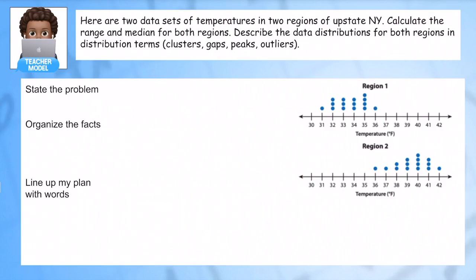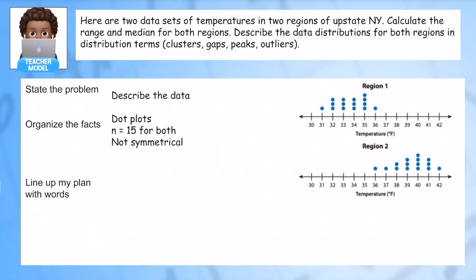Here are two data sets of temperatures in two regions of upstate New York. Calculate the range and median for both regions. Describe the data distributions for both regions in distribution terms. So I'm going to use terms like cluster, gap, peak, and outliers. So pretty much I'm describing the data as is displayed. I can tell we have two dot plots, so I can see every single point. I can see the number of points that are there, and I see there are 15 for both. My n is 15, so I have 15 data points in here.